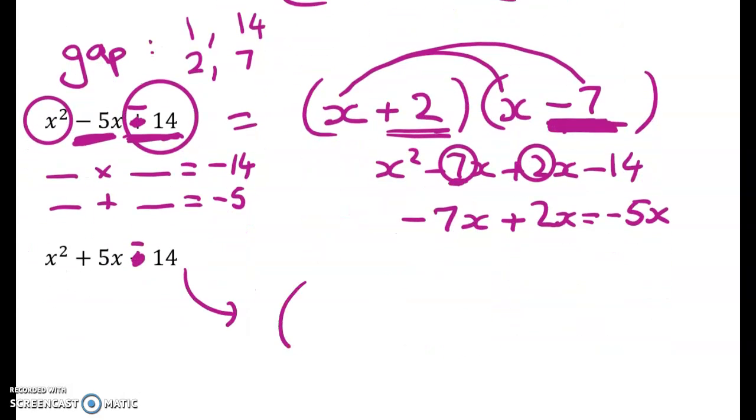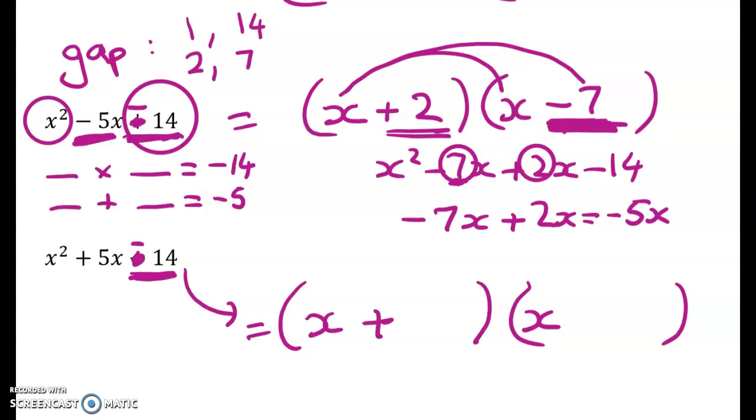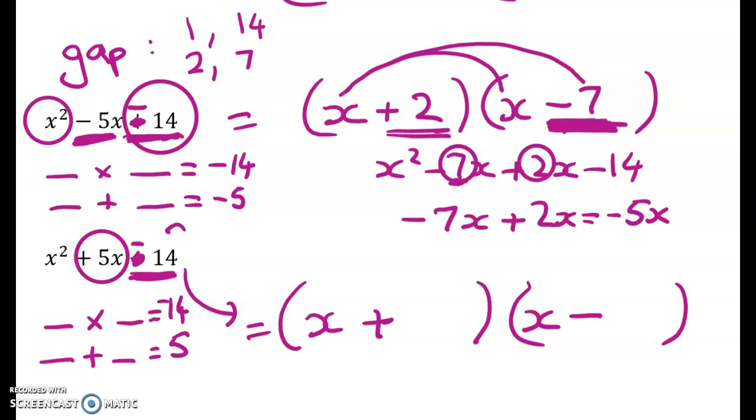In the next example, we get x times x. We're going to end up with a minus 14, so we've got to have a plus and a minus, right? A positive number times a negative number. 2 numbers that multiply to give me negative 14, but add up to give me 5. I'm still thinking about the gap between the numbers, but this time I'm going to put the big number here. So we're going to have plus 7x, take away 2x.